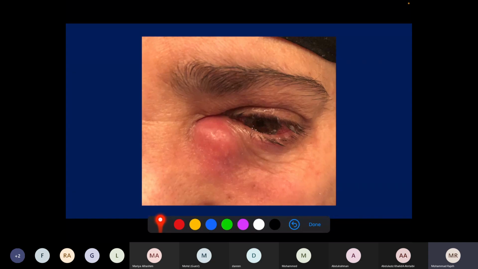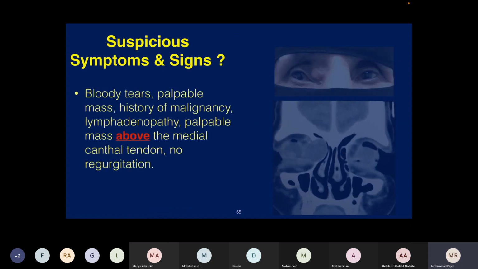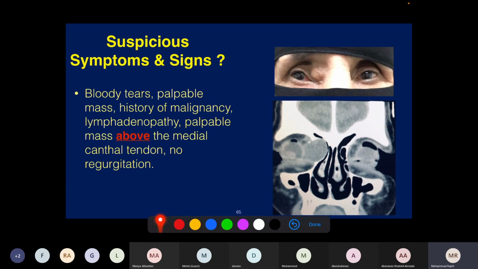So for dacryocystitis, the red flag is you should interrogate for signs of malignancy or suspicious signs. There is bloody tears, a palpable mass above the medial canthal tendon, and lymphadenopathy; you should think of other etiologies. For example, this is an ethmoidal mucocele. However, you should mention also if it's pulsatile, because meningoencephalocele can happen in this area. Lacrimal sac neoplasm is very important.